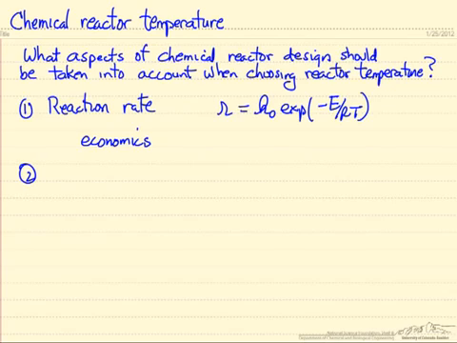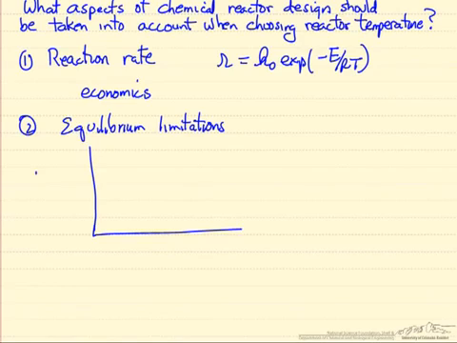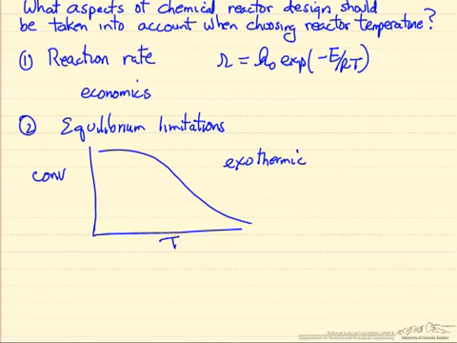The second one that's quite important is equilibrium limitations. If we were to look at equilibrium conversion versus temperature, as we raise the temperature for an exothermic reaction, the equilibrium conversion goes down. So this is exothermic, and of course most large-scale reactions are exothermic. As we raise the temperature, equilibrium conversion goes down even though the rate goes up, so this is going to affect how we choose the temperature in the reactor.